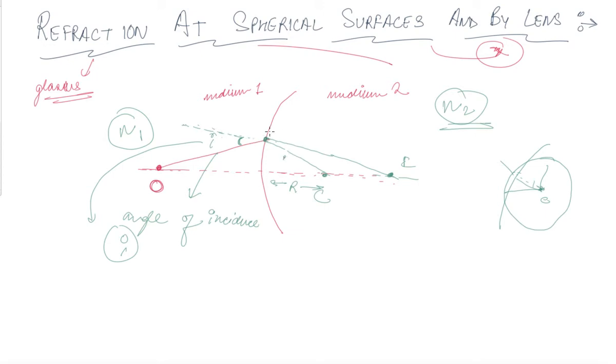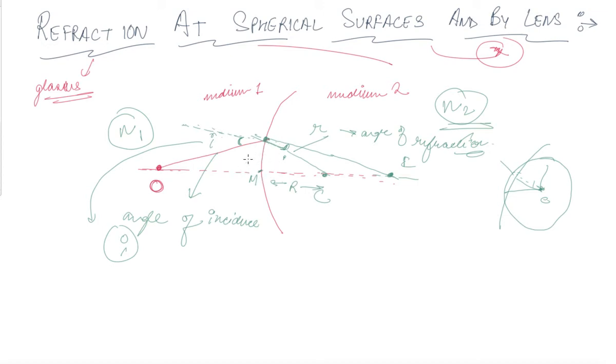So this is the normal. What is this angle? This angle r is the angle of refraction. Now let this point be M. We are supposing this point to be M.